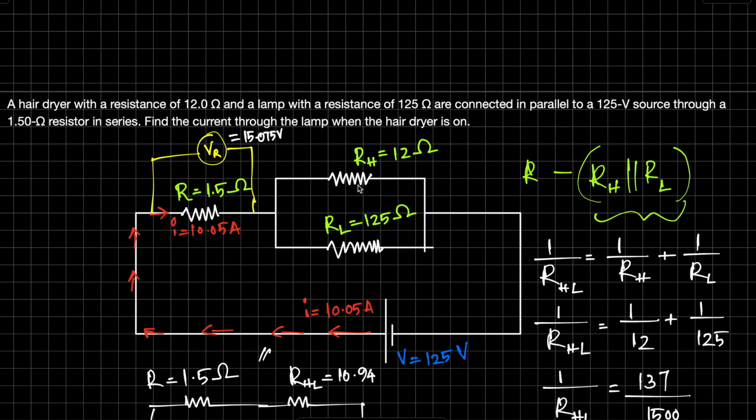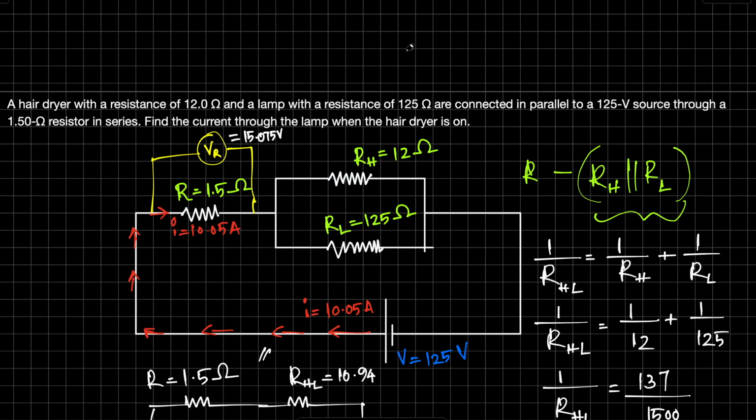We need to find the voltage drop across these two resistors. Their voltage drop should be the same because they are connected in parallel. So let's use Kirchhoff's voltage rule. Select a loop, either this loop or this loop. I'm going to select the second one, this loop. I'm going to draw that.